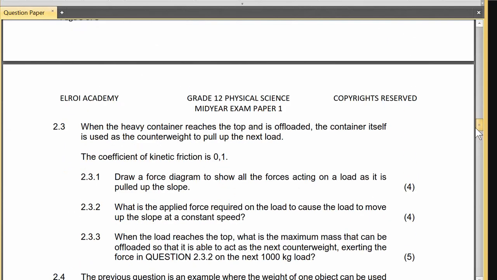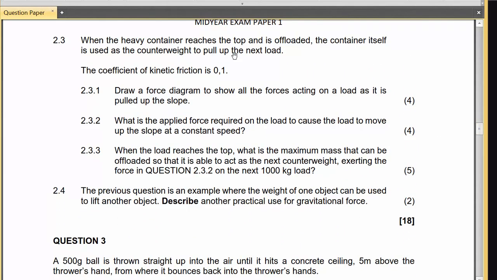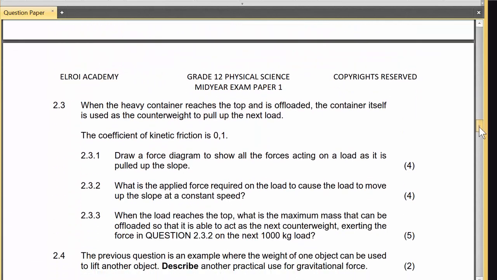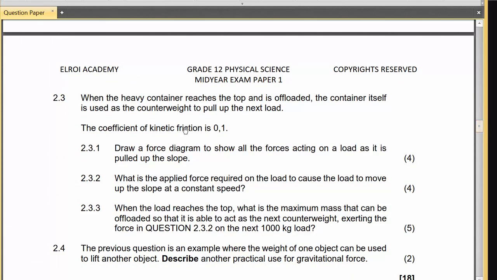So next question: when the heavy container reaches the top and is offloaded, the container itself is used as a counterweight to pull up the next load. So basically what happens is this container is being pulled up. The combined mass of this container is 1,000 kilograms. When it gets to the top, it's offloaded, and the container itself becomes the next weight that pulls up the following mass.